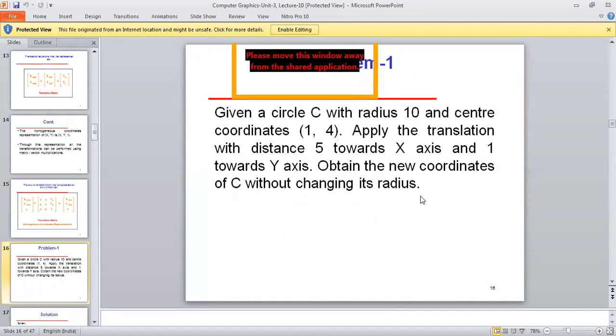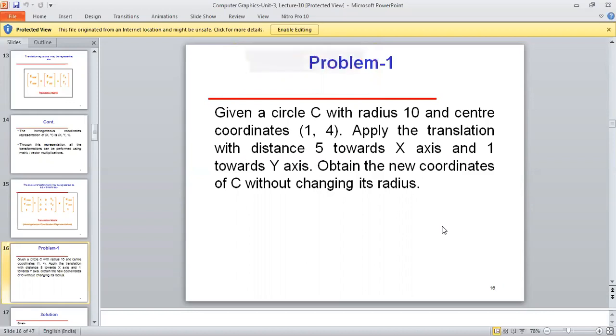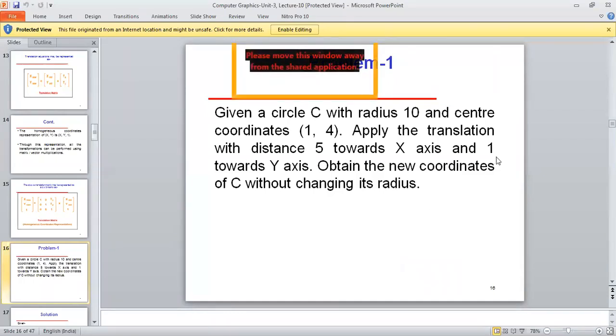We are not going to change its radius. Just we have to calculate the new coordinates. Then how will we calculate the new coordinates? Just apply the same formula of the translation. X dash is equal to x plus dx. Y dash is equal to y plus dy. Or we can also write x new is equal to x old plus tx, and here tx is equal to 5. Similarly, y dash is equal to y plus dy. So we can consider ty is equal to 1.